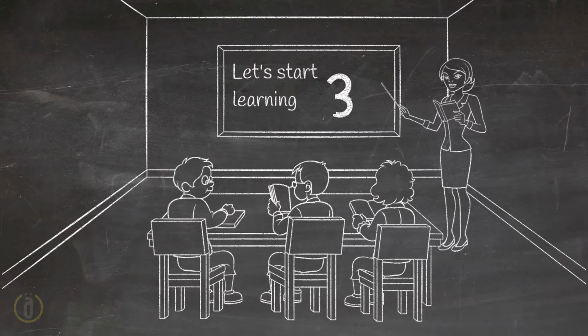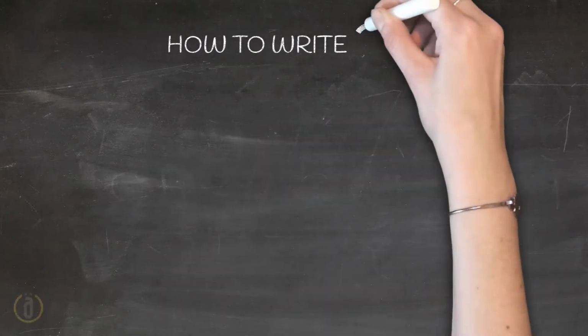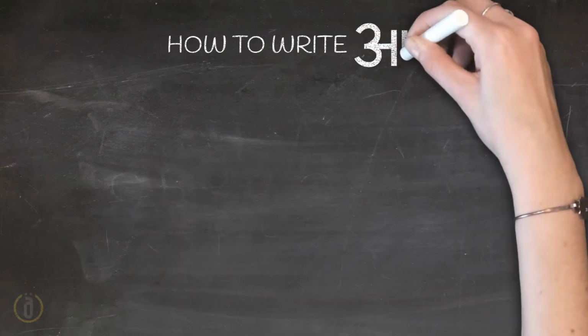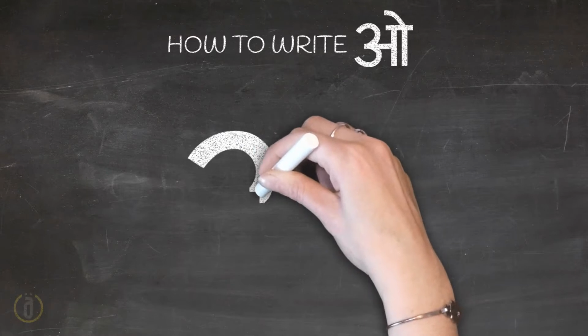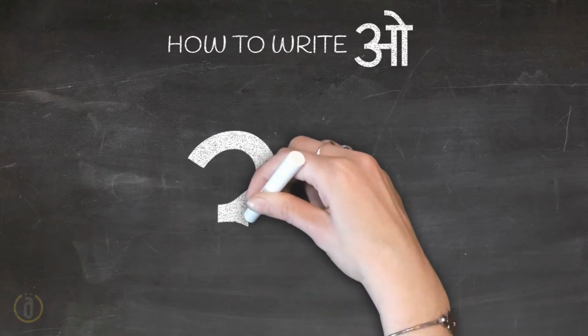Let us start learning O. How to write O? Draw a semicircle and connect to that another semicircle.